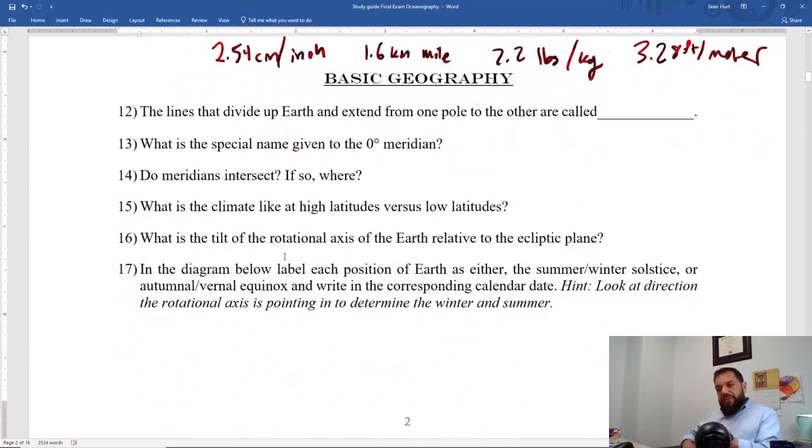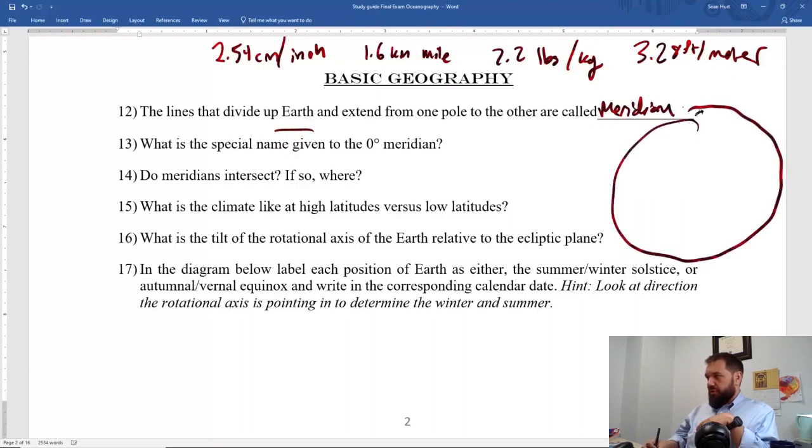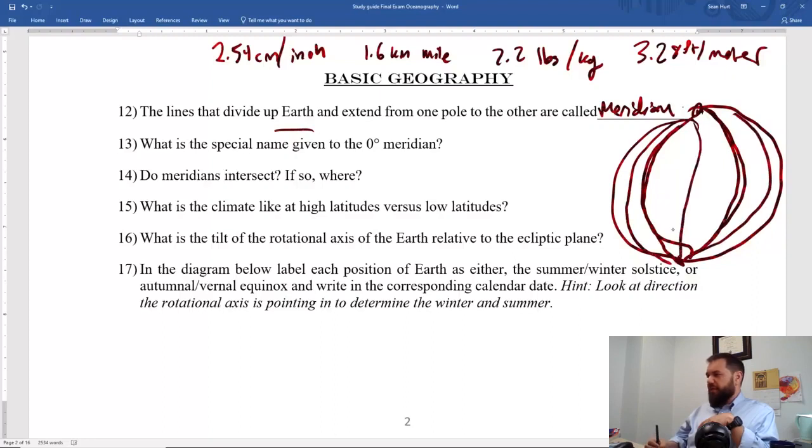All right, going on to basic geography. Okay, this is where we talk about latitude and longitude. We talk about also how the Earth is structured and the grid system that we use. The lines that divide Earth and extend from pole to pole are called meridians. Okay, so remember that every meridian starts off, we drew Earth here, right? Starts off at one pole and goes to the other. So it kind of ends up looking like a cantaloupe or an onion or something like that. Okay, those are the meridian lines.